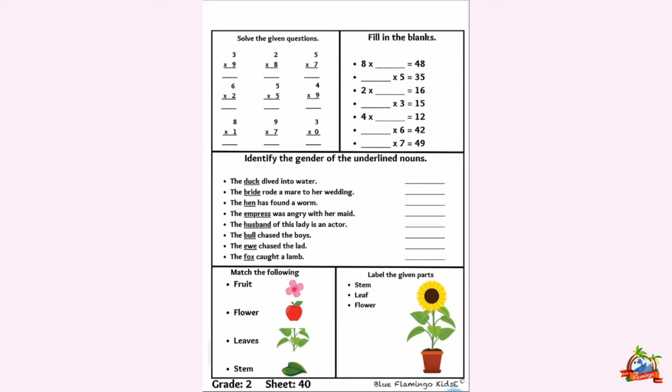3 ones are 3. 3 twos are 6. 3 threes are 9. 3 fours are 12. 3 fives are 15. 3 sixes are 18. 3 sevens are 21. 3 eights are 24. 3 nines are 27. 3 tens are 30.